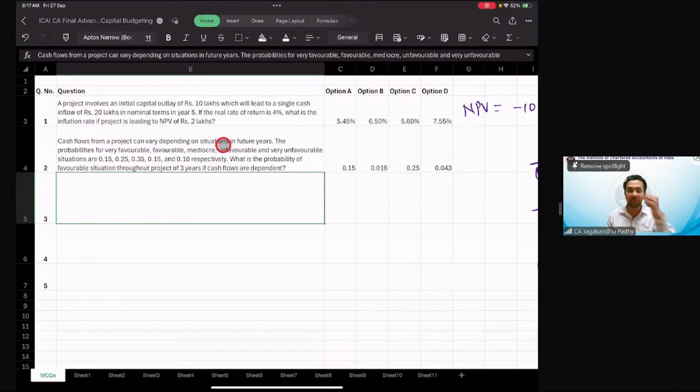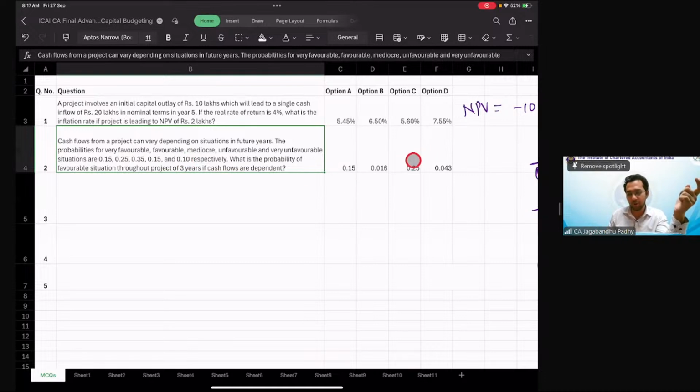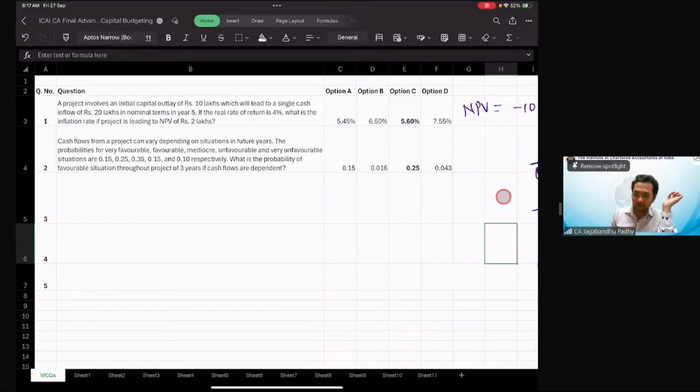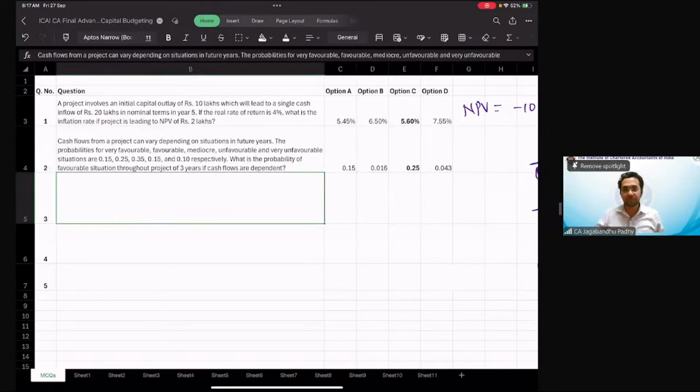So favorable, this is what we have done in the last class, guys. If you remember, if it's a favorable situation and cash flows are dependent, then the answer is going to be, of course, 0.25. So 0.25 is the correct option over here because they are dependent, right? Once you have a favorable situation in 1 year, all the subsequent years are going to be favorable. Okay, then let's go for the next question number 3.